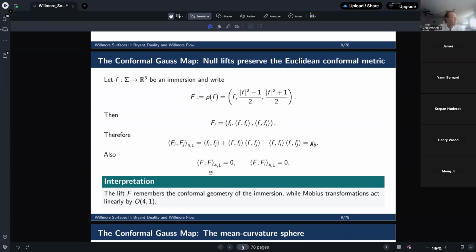The next part here, okay, so now we're going to start doing some calculations. This capital F is the lift of little f, right, which is our immersion. And we can work out some simple consequences of this formula. So if we take a derivative, this is d_i of big F.